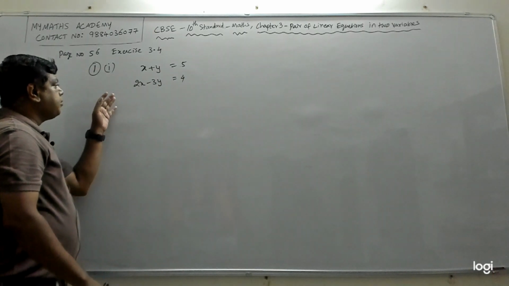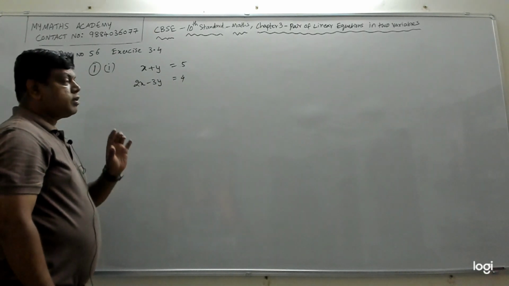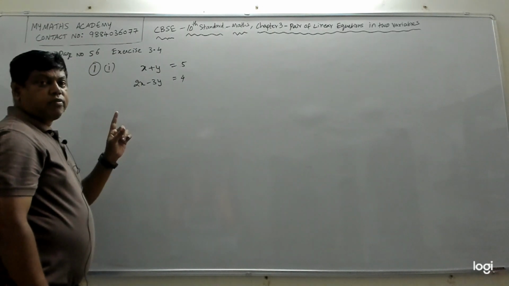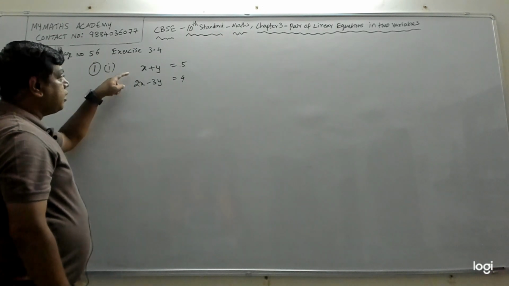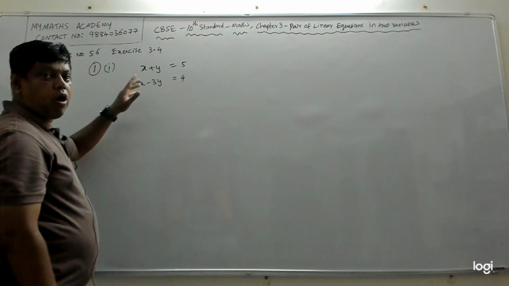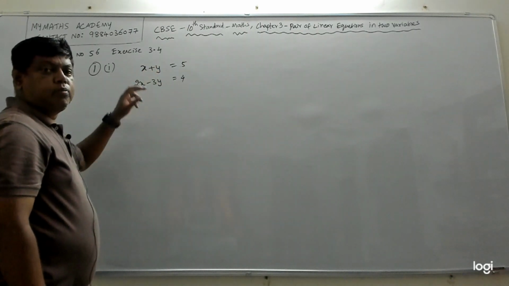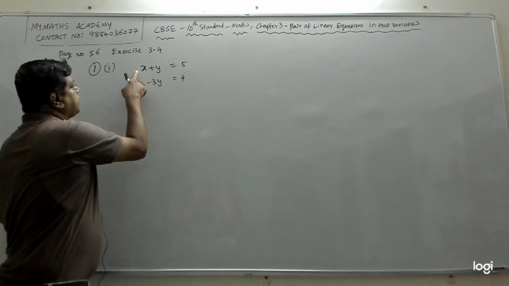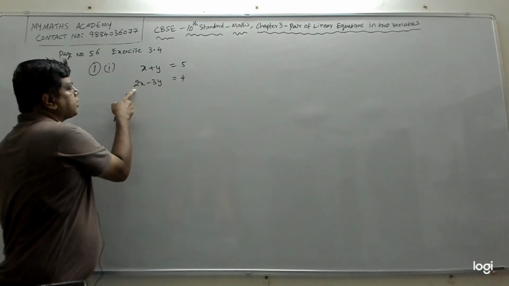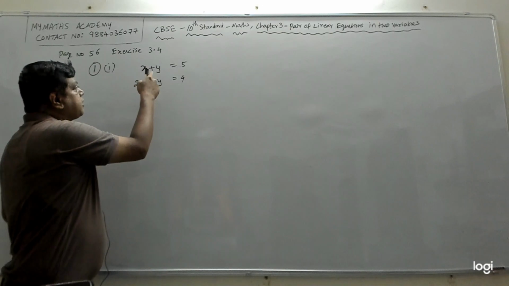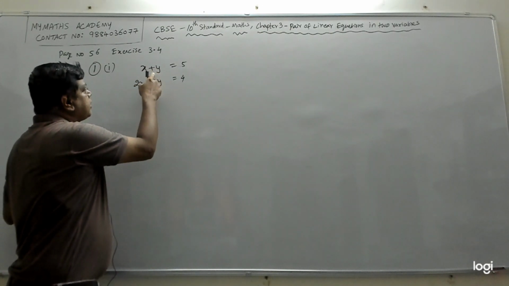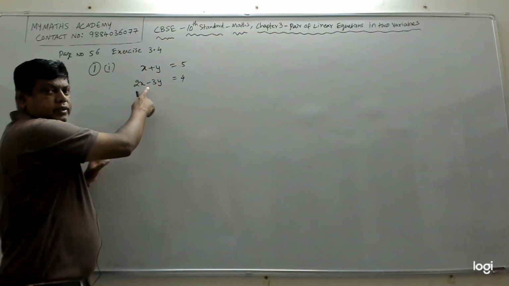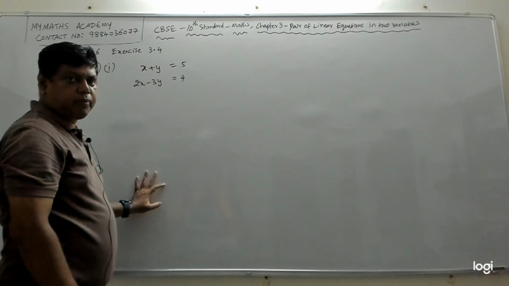For the elimination method, first we have to check whether the coefficient of x in both the equations is the same, or whether the coefficient of y in both equations is the same. What is the coefficient of x here? It is 1. Here, the coefficient of x is 2. They are not the same. Let's check whether the coefficient of y is the same at least. Here it is 1, here it is minus 3.